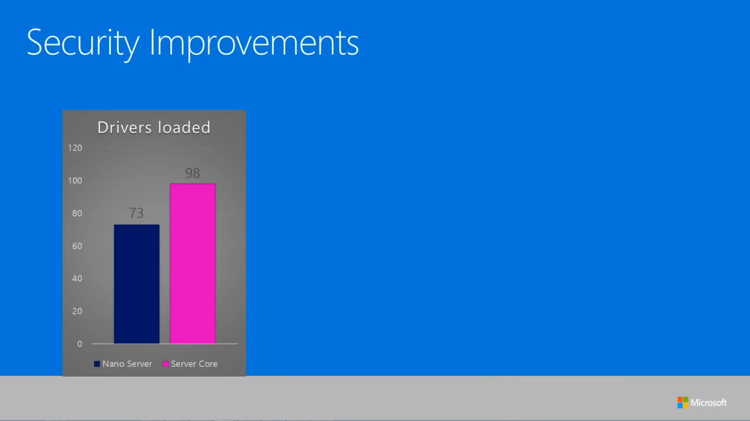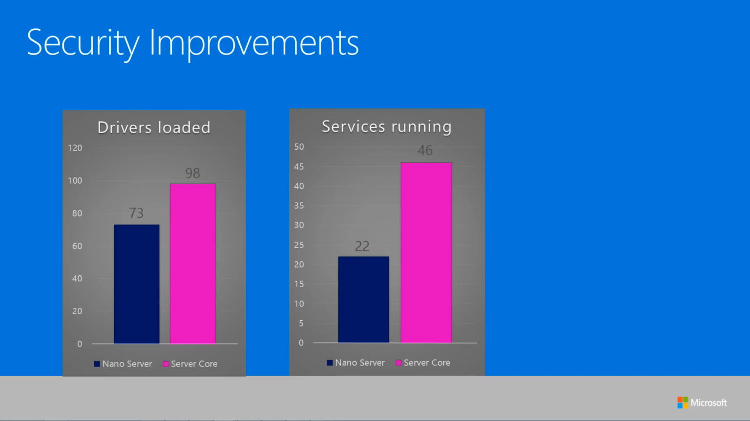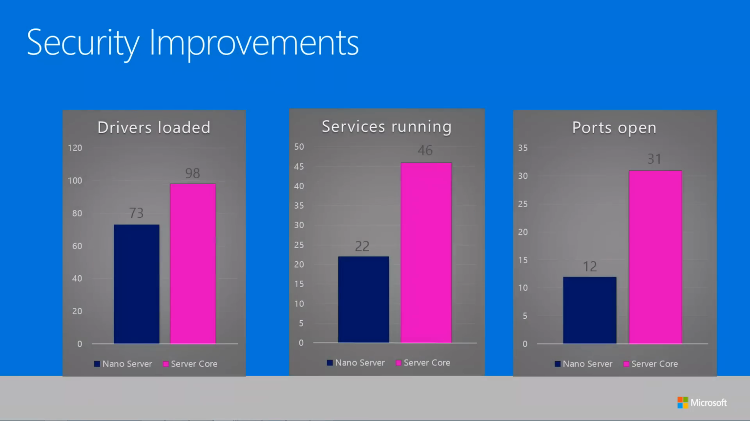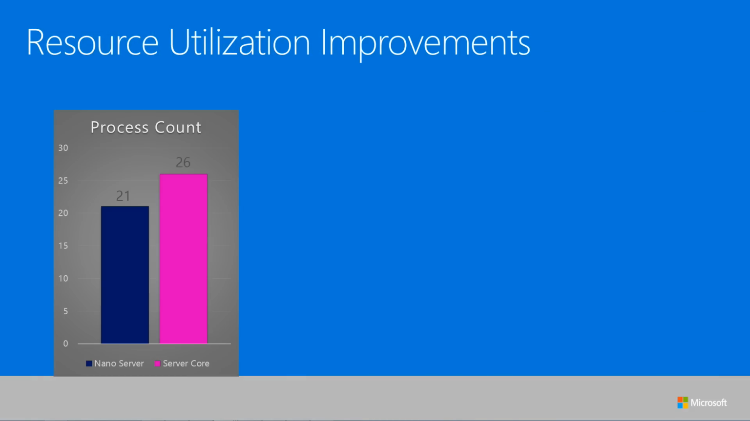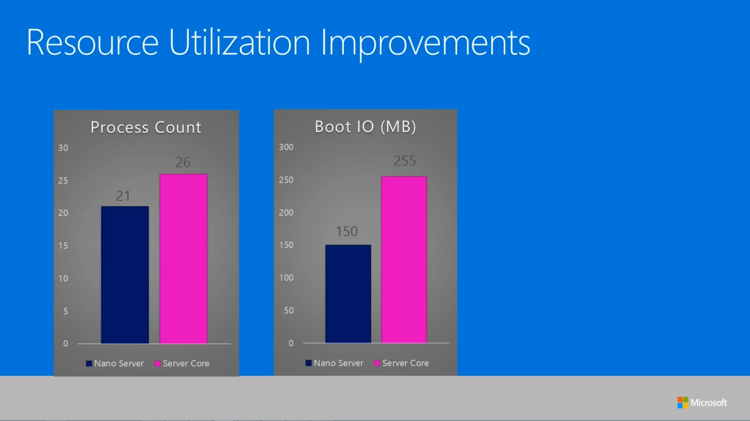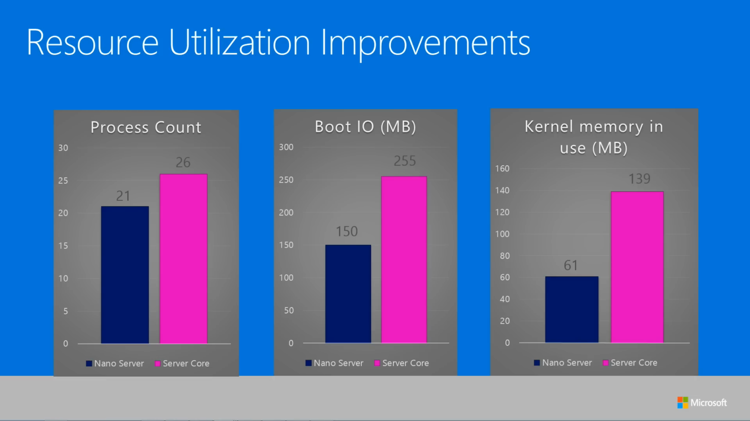Security improvements: far fewer drivers loaded, less than half the services running, and a little bit more than one-third of the ports open. Resource utilization: process count goes down about 20%. Memory per boot goes down by 100 megabytes. And the amount of kernel memory in use is less than half for Nano Server versus Server Core.